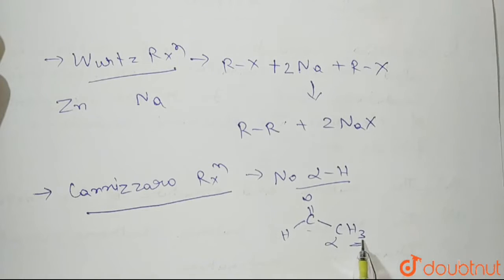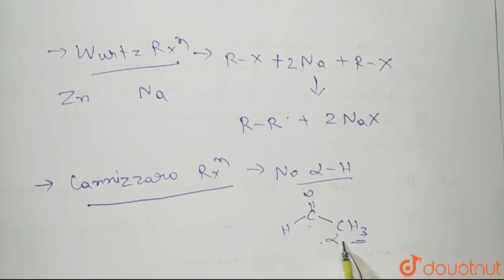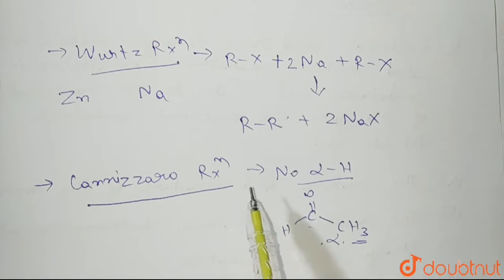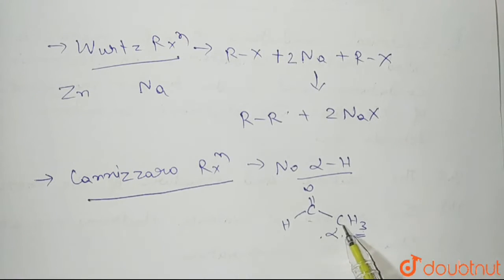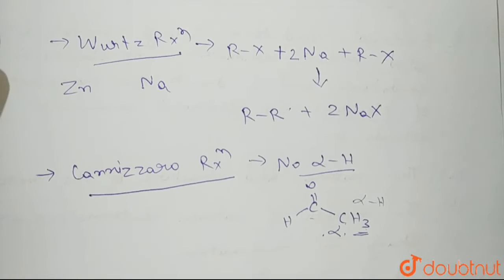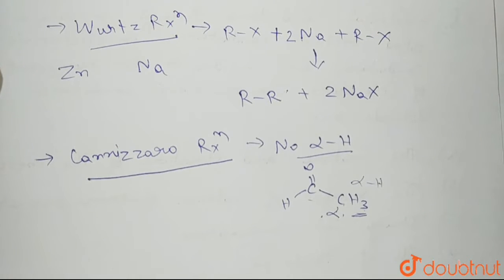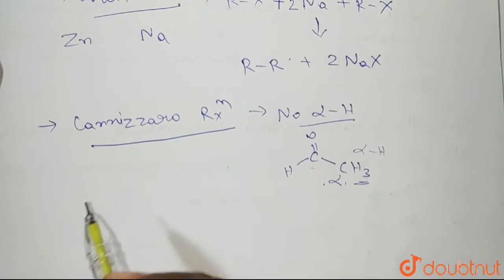If alpha hydrogen is present, then another reaction takes place, so Cannizzaro doesn't take place. So alpha hydrogen should not be there in this reaction. This is the alpha carbon, and the hydrogens attached to it are known as alpha hydrogens. Only then does the Cannizzaro reaction take place, and that is known as a disproportionation reaction. Now let's see the reaction that occurs in Cannizzaro.